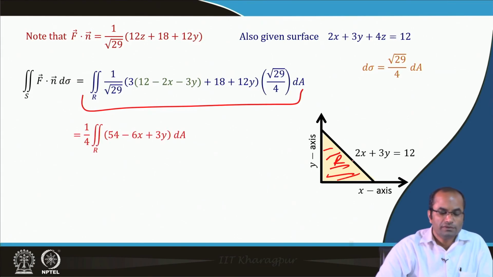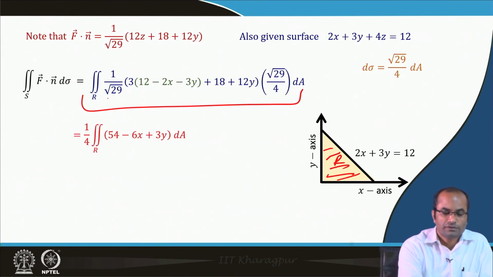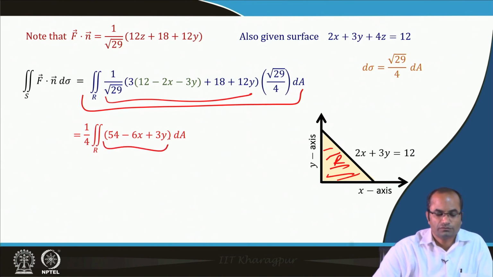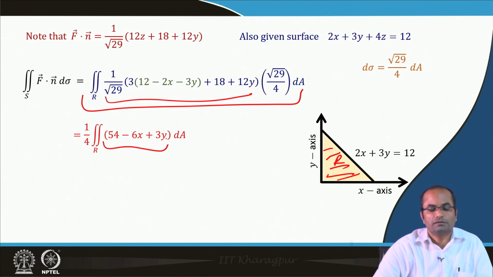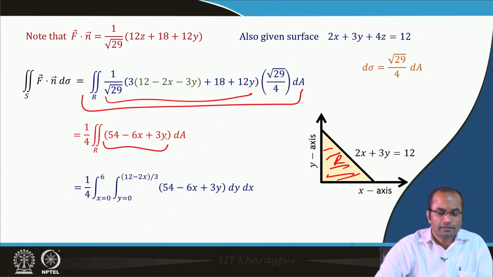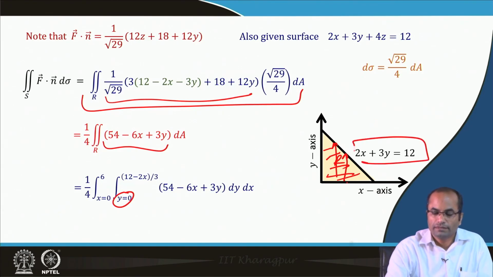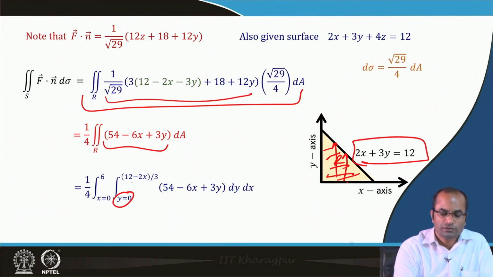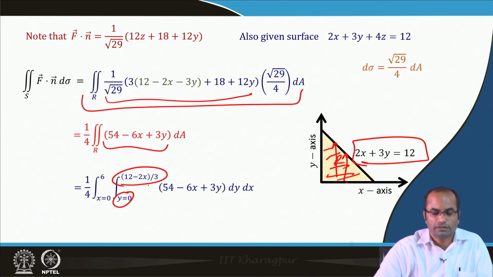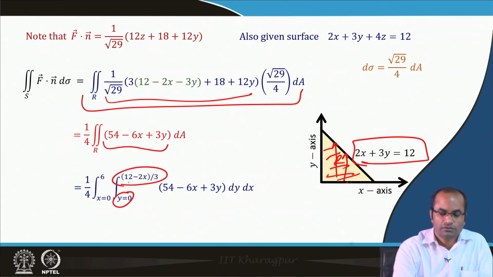Concerning the limits, we have to propose the limits. First, this simplification will lead to the expression 54 minus 6x plus 3y, and then the limits. Let us first talk about the limit of y. y is moving from 0 to, from here we can get, 12 minus 2x divided by 3.